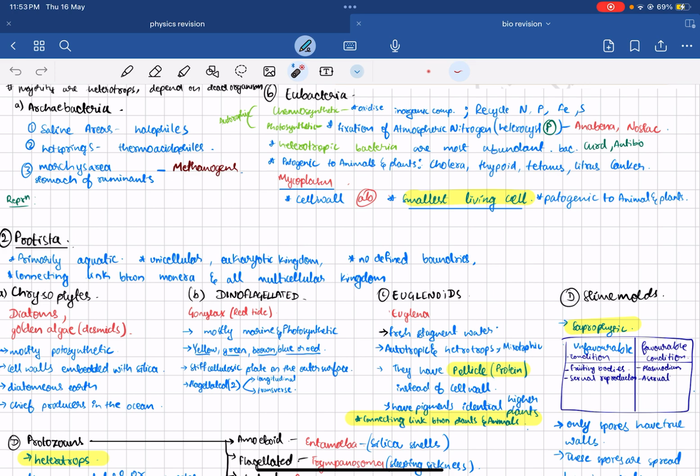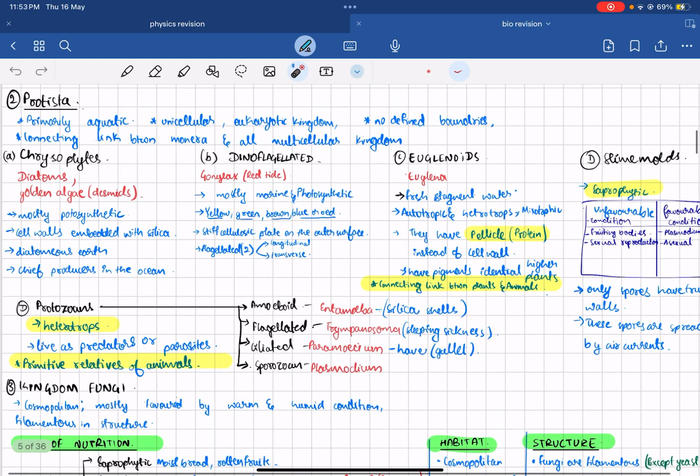Next is heterotrophic bacteria, which are most abundant, and they are found in curd, and they are used to make antibiotics, etc. One of them is mycoplasma, in which we have to remember cell wall is absent. They are the smallest living cell. They are pathogenic to animals and plants.